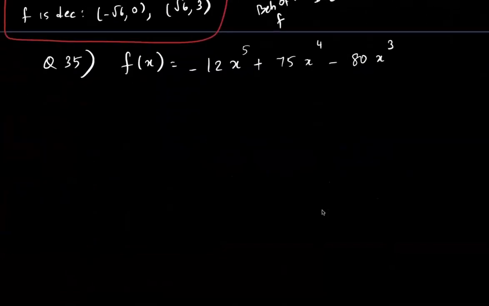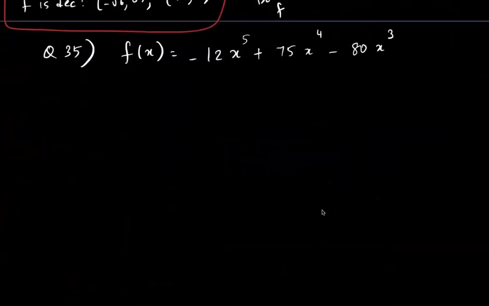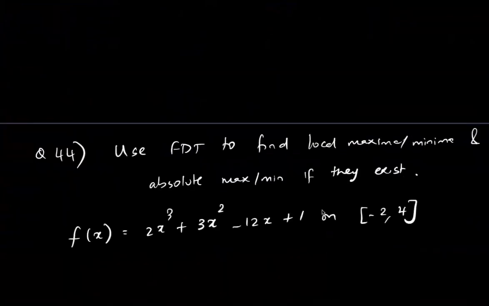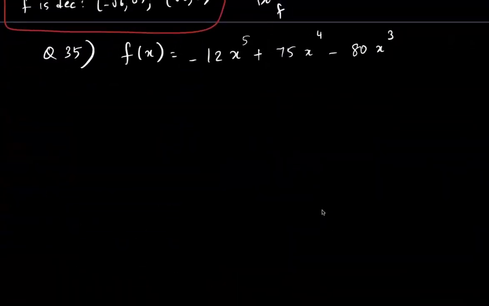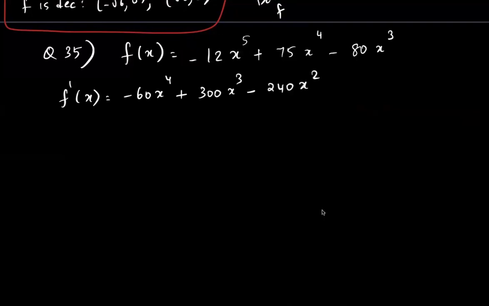All right, we're going to do the same thing for this problem again. I'm assuming these are all the same questions. Okay. So again, increasing, decreasing. I take the first derivative. I will have negative 60x to the fourth power plus 300x cubed minus 240x squared. I set it equal to 0 because I don't have to worry about undefined here. This is a polynomial, so I set it equal to 0.